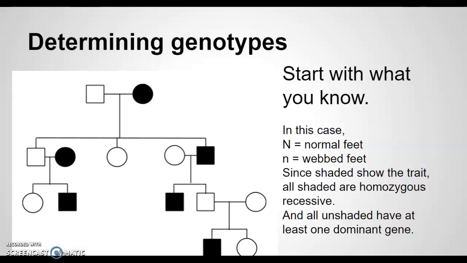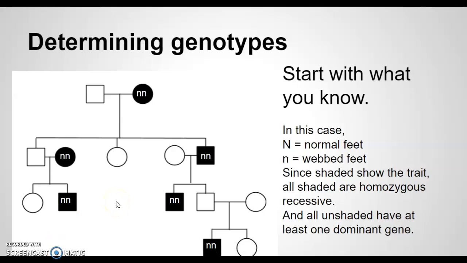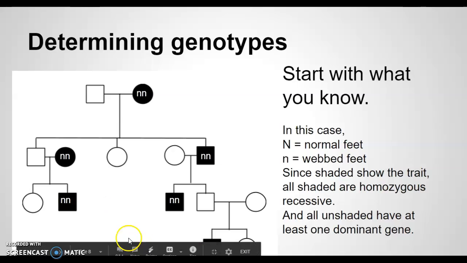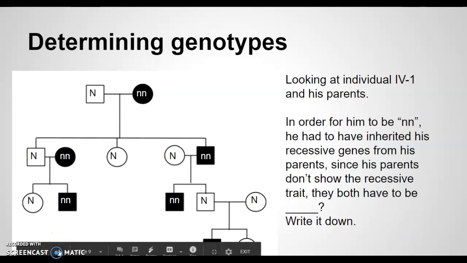All right, so looking at genotypes, you fill in what you know. So typically what you do is you start at the bottom and you work your way up. In this case, if somebody's shaded in, based on the information on the right, we know that they are homozygous recessive. So we can go ahead and fill in those because we know them. If somebody is not shaded in, they have to have at least one big N because they are expressing the dominant trait. So at that point, you can start working your way up to see what you might know.